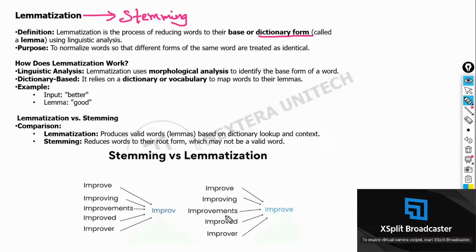Here we have a comparison where I took different words. The root word of all these words is improve. Obviously, by looking at these, we can tell: improve, improving, improvements, improved, improver. The root word is improve. If I use stemming, I'll not get improve, I'll get something like "improv". Do we have any English word like that? No. But when I use lemmatization, it cross checks with a dictionary, and the right word will be written as the base form. So that makes the difference between lemmatization and stemming.